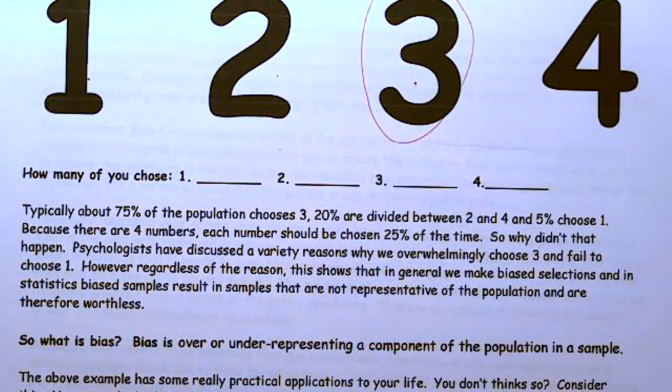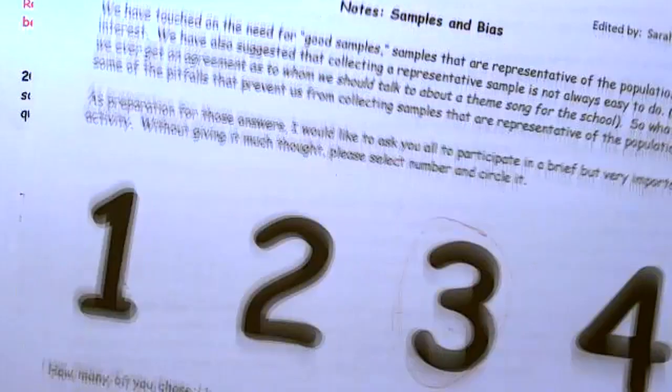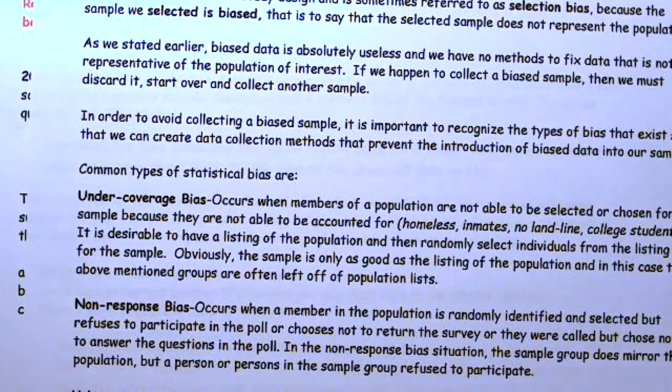But the main thing is to know that we can't use our judgment, because we all have some amount of bias on certain things. We prefer something, so we overrepresent and underrepresent parts of the population. We cannot do that, and we don't want that. Now, we have multiple types of bias.